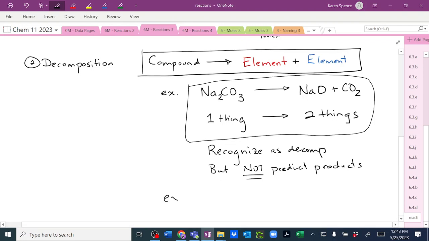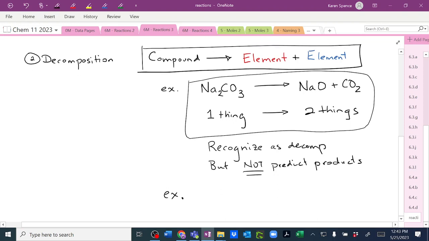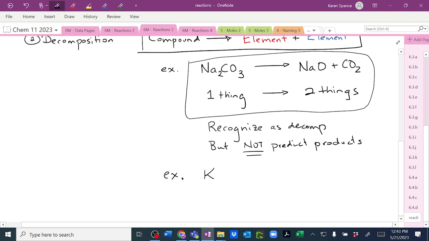But what if I gave you one like this, a more traditional one? What if I gave you, let's say, KCl? You would say, look, I have one compound there. What's the only thing that one compound can do? It can split apart. And what two elements does it split apart into? K and Cl.